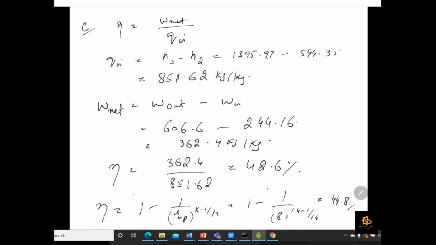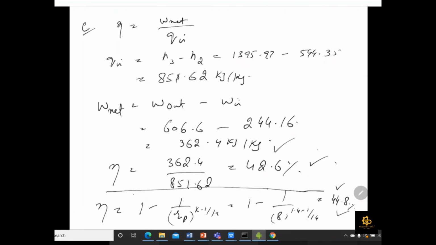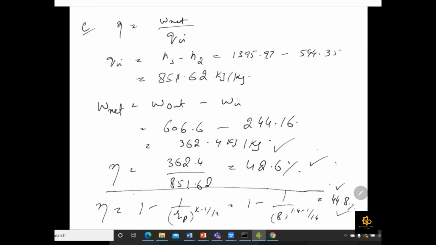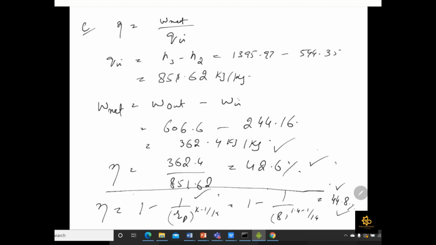44.8%. If we compare these two values using the two assumptions, we can see there is a significant difference in the efficiency. Which value is closer? The value calculated based on the variable specific heat assumption is closer to the actual. The cold air standard assumption is solved using many assumptions in order to derive this relation. That's why this value is not closer to the actual value.